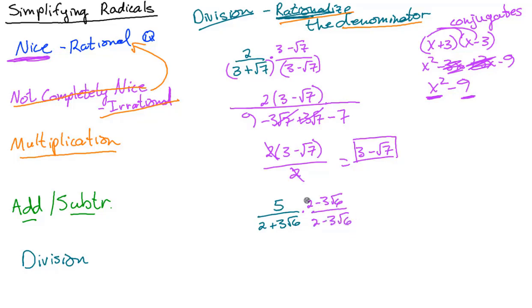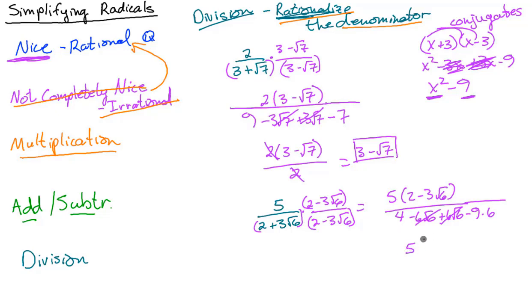2 minus 3 square roots of 6, and when we multiply that out, on the top we get 5 times 2 minus 3 square roots of 6 over, let me see, 2 times 2 is 4, 2 times that, that's minus 6 square roots of 6, that times that is positive 6 square roots of 6. The magic of the conjugates just happened, and at the end we get minus 9 square root of 6 times square root of 6 is 6. So 5 times 2 minus 3 square roots of 6 over 4 minus 54. That's a negative 50. Whoa.